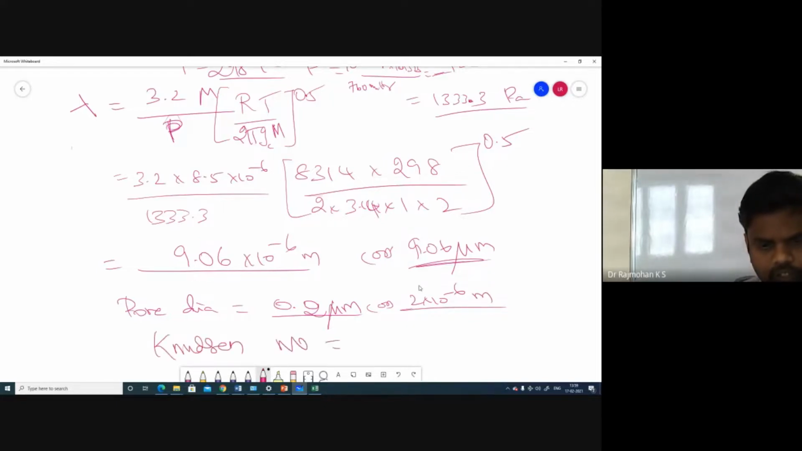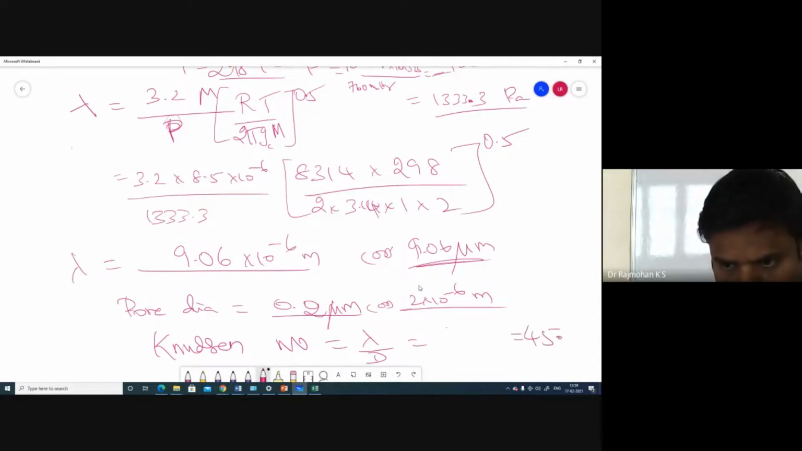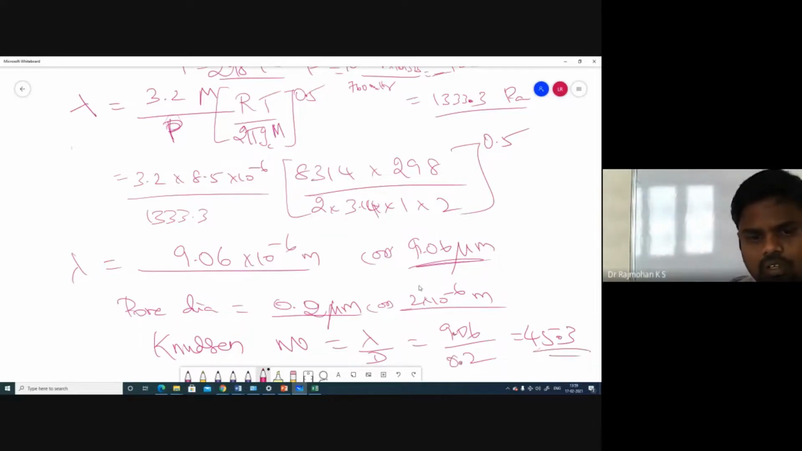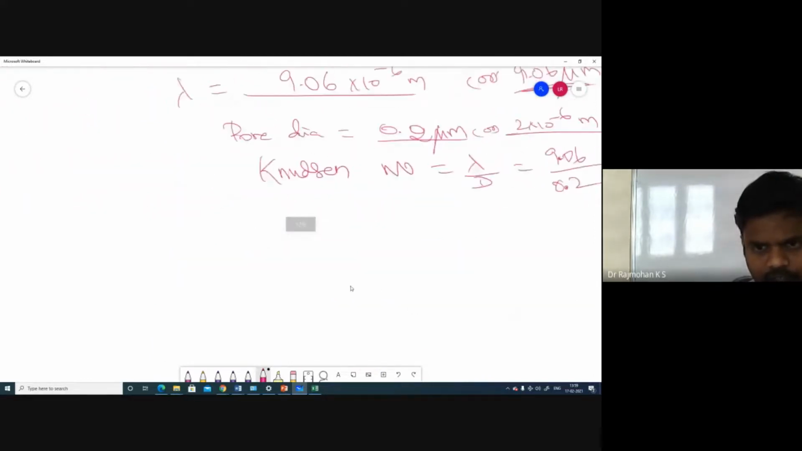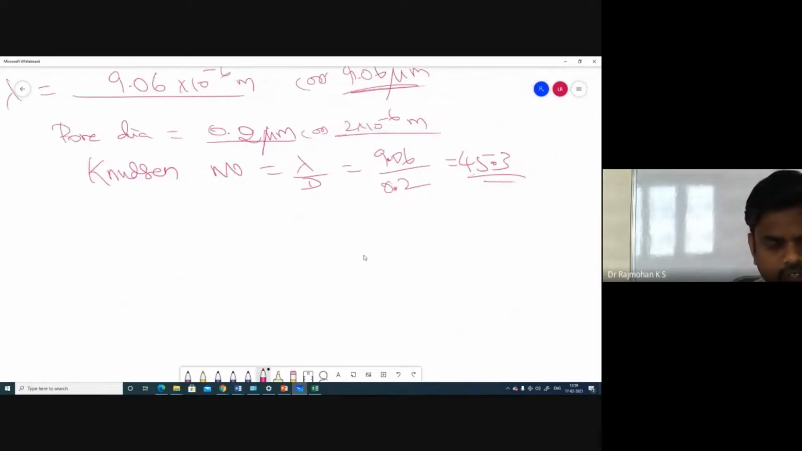Knudsen number is lambda by d. So your lambda, what is that? 45.3. We confirm that it is in this regime. Okay, so we get the Knudsen number to be 45.3. That means Knudsen diffusivity is applicable. The Knudsen diffusivity is predominant. We have D A effective is equal to D Kn.